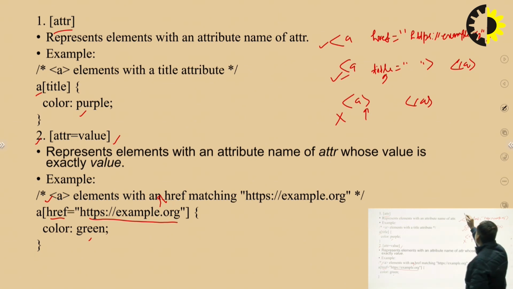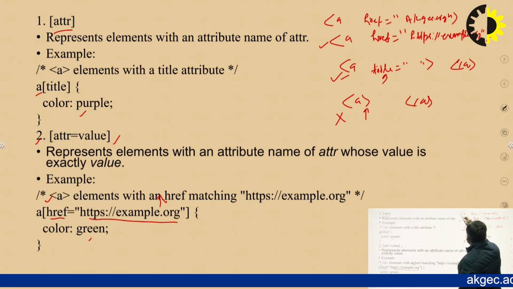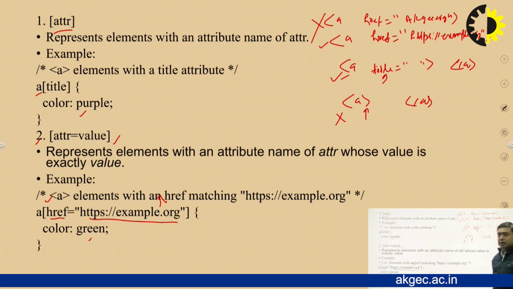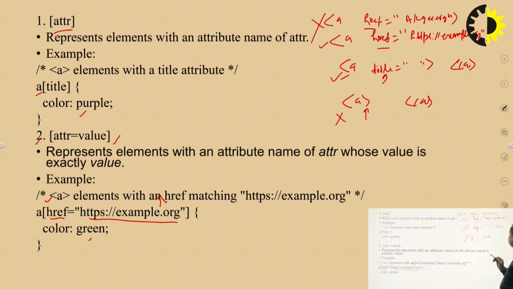Now suppose we have taken one more anchor tag with href equal to, for example, AKGEC.org. So this CSS is not applicable on this anchor tag. Here you can understand that the href is present in both anchor tags, but the value is different. We have given the value example.org, so CSS will be applicable only on the anchor tag where the value of href is example.org.